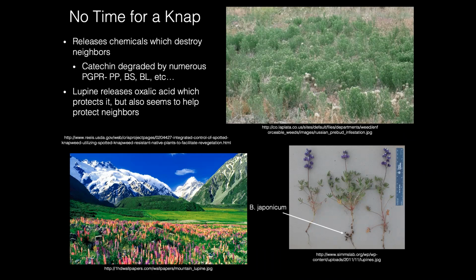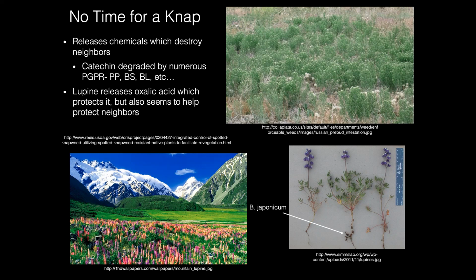So we've all seen around knapweed, very few plants are able to grow around knapweed. And that's because of the allelopathic chemicals that the knapweed is producing. The catechins that it spits out through its roots help shut down the growth and germination of other plants. However, there are a number of PGPRs, Pseudomonas putida, Bacillus subtilis, Bacillus licheniformis, as well as others, that can degrade that catechin. So they can decrease the ability of the knapweed to send that signal out.